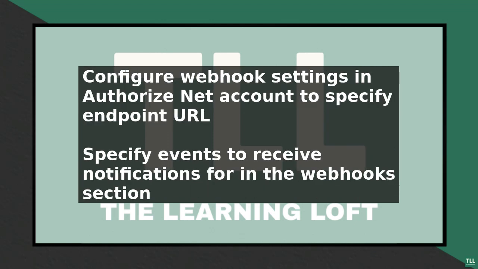by Authorize Net. Next, you need to configure the webhook settings in your Authorize Net account. You can do this by logging into your account and navigating to the webhooks section. Here you can add a new webhook and specify the endpoint URL and the events you want to receive notifications for. Once you have configured the webhook, you can start receiving event notifications from Authorize Net.